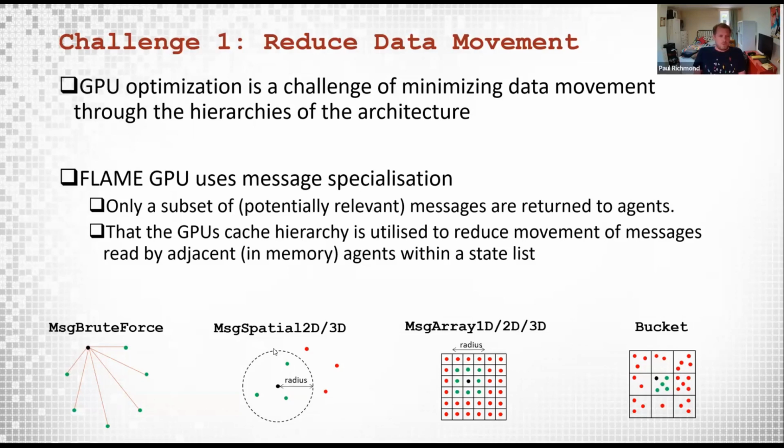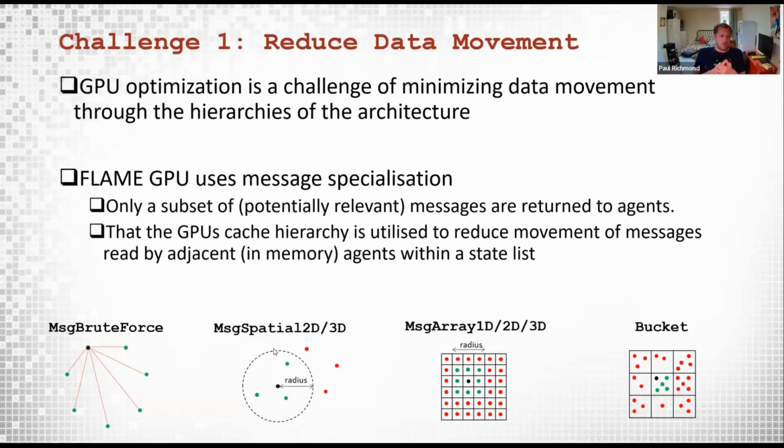We also employ some clever techniques to make sure that we use the GPU cache hierarchy very efficiently, so that we're not only reducing the number of total messages, but we're keeping messages that are important to groups of agents within a cache hierarchy to get good hit rates, so that we get efficient reading of those messages. And we use different spatial data structures behind the scenes in order to do that, which are constructed dynamically every simulation step.